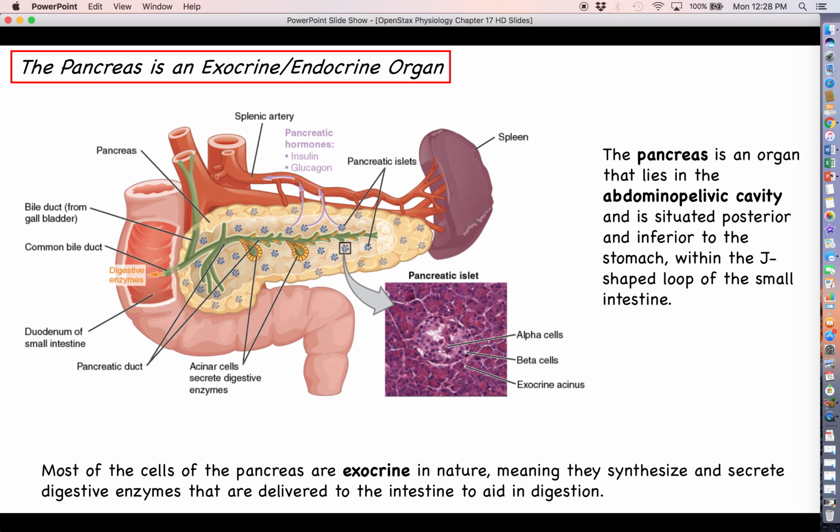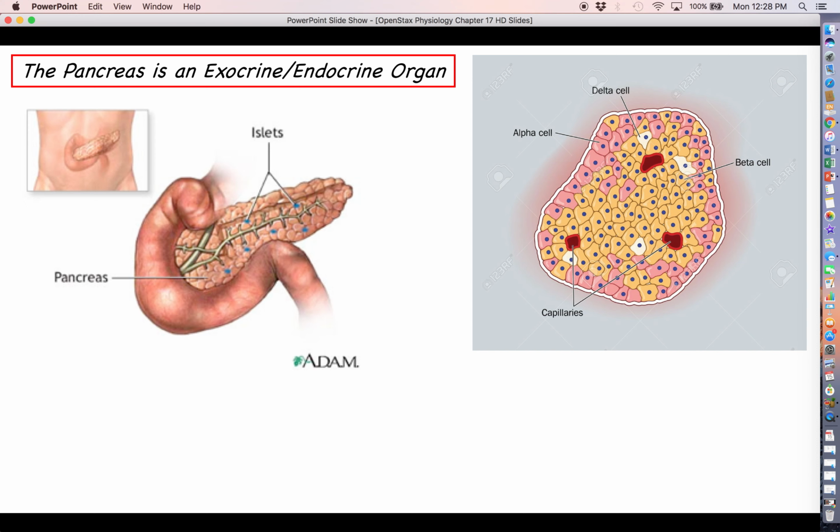Most of the cells of the pancreas are exocrine in nature, meaning the products they secrete go to an external surface rather than into the blood. Most of what these exocrine cells do is synthesize digestive enzymes and deliver them through the pancreatic duct, as you can see here in green, to the intestine so that we can further break down our food so that we can absorb nutrients into the bloodstream, as we have discussed before.